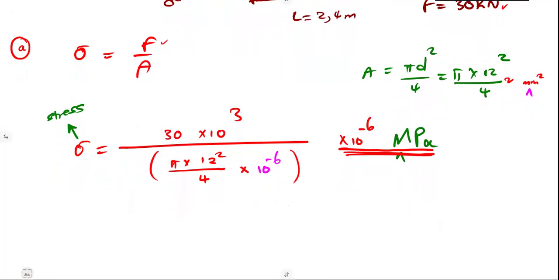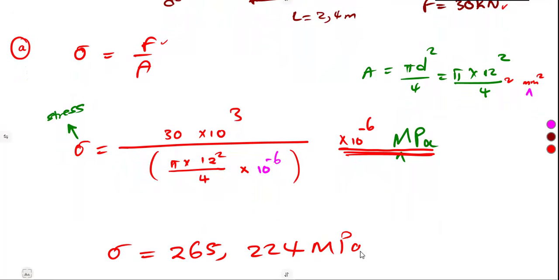So let's do that, guys. Take our calculators, simplify everything. You are going to have something like 265.224, which is in megapascal, already converted to megapascal by this one. So you must be very careful. Knowing your calculator, knowing your formulas, is very, very important.